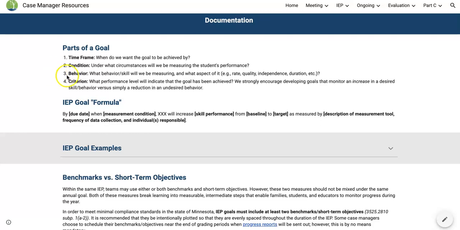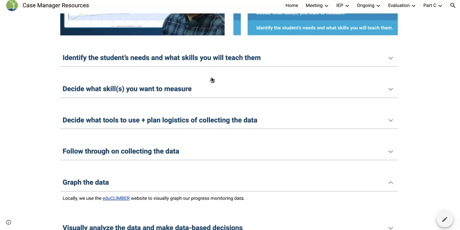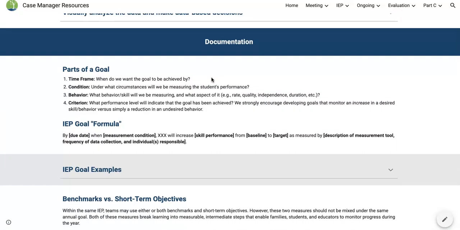And then the behavior is, what behavior or skill are you measuring? So again, that kind of goes back to, are you doing literacy? And if you are doing literacy, then what component? Is it fluency, or is it comprehension? Is it application? And then what aspect? So are you looking at the quality? Are you looking at their rate? That kind of thing. So again, you can reference some of those considerations up here in this section that we just reviewed to help guide you through answering that question.